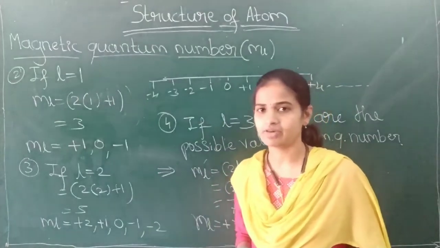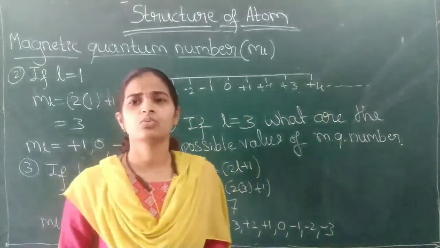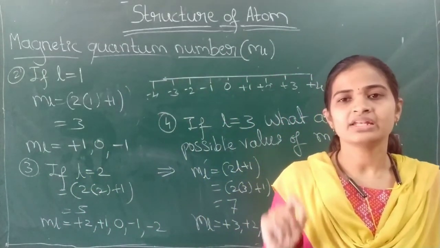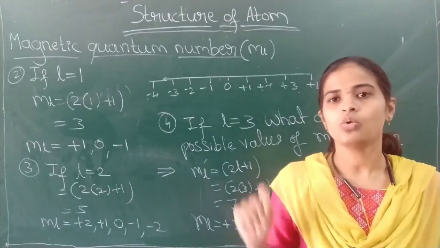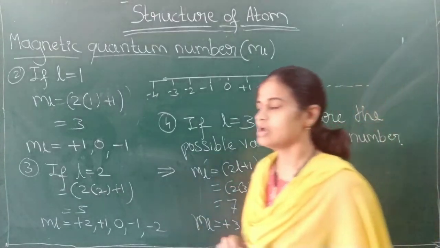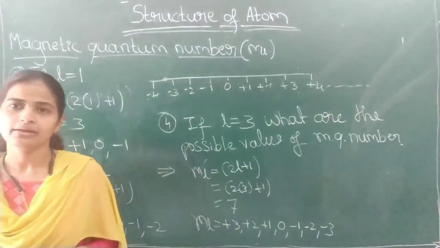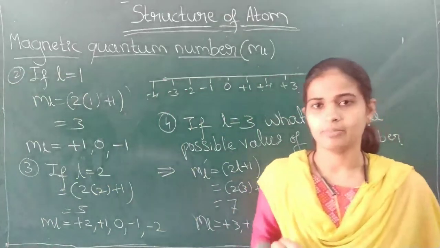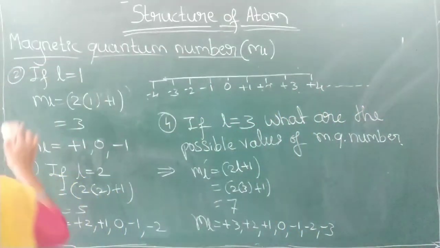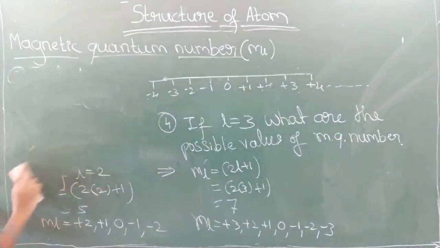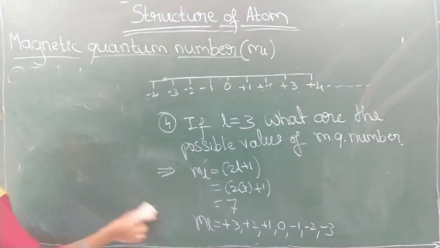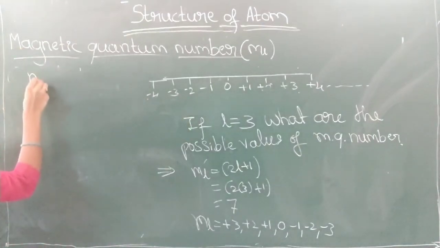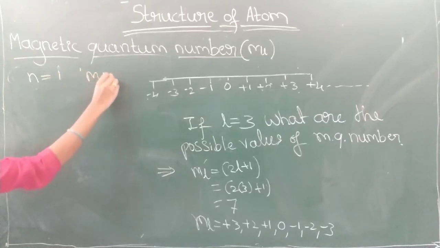Now I will check how much you have understood. Take down one question. If principal quantum number n is equal to 1, write the possible values of magnetic quantum number. Here in this problem, instead of giving the L value directly, I have given the n value. If n is equal to 1, what are the values of ml?